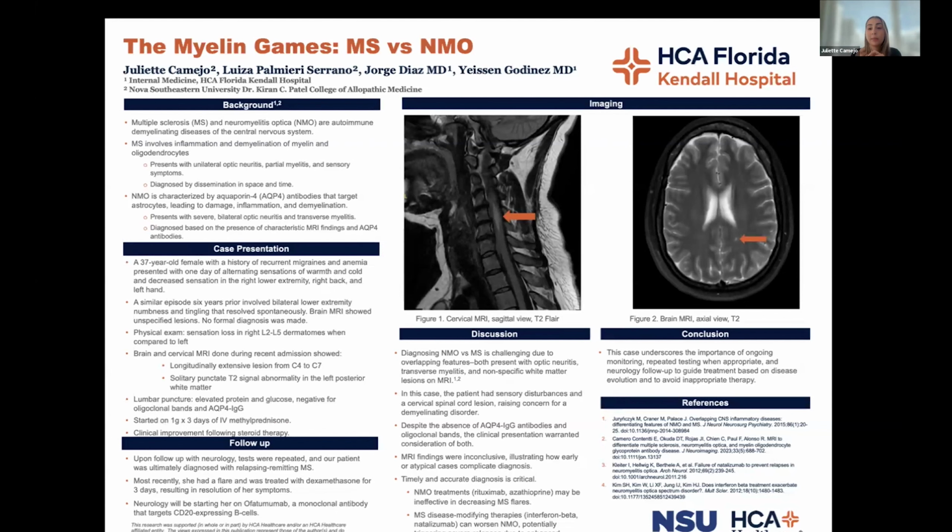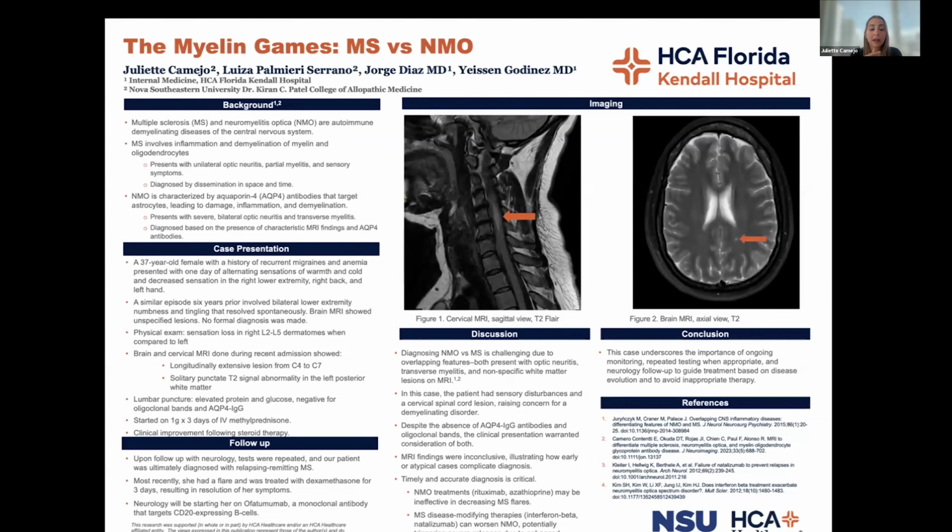For example, interferon beta and natalizumab, which are therapies for multiple sclerosis, have been shown to actually worsen NMO, possibly due to enhanced astrocyte damage. And conversely, treatments for NMO like rituximab or azathioprine may not be effective in preventing MS relapses. In cases where the diagnosis is uncertain, as in our case, it's important to start with empirical corticosteroid therapy, and it offers a safe bridge to treatment while you gather further diagnostic data.